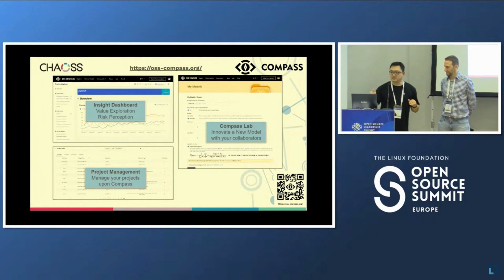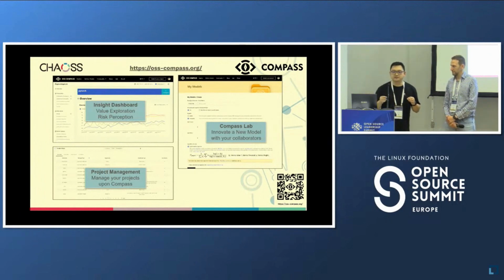And this is how we collaborate with the CHAOSS metrics models, because when CHAOSS sets up a new model, we can take a try on it in the metrics model lab, Compass Lab. In the Compass Lab, we have, as I mentioned, 50,000 project datasets, and more than 100 metrics, independent of each other. You can create your own metrics models.